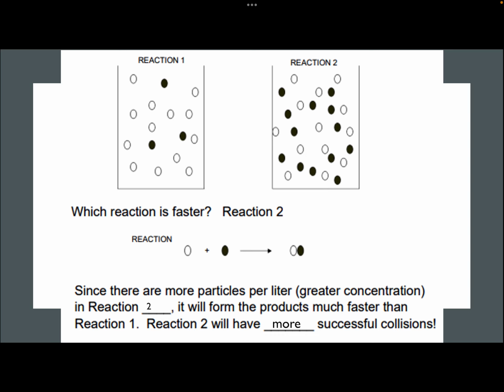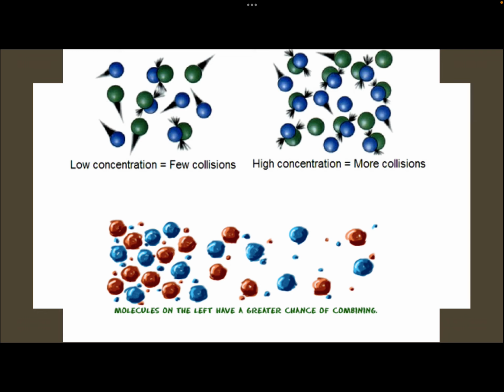So if we were to look at these two reactions, reaction 2 is going to be faster than reaction 1. That is because there are more particles per liter in reaction 2, as we can see in comparison, those little black dots, and there are more of them. So that means more products are going to form at a much faster rate than reaction 1 would. So therefore, reaction 2 is going to have more successful collisions.